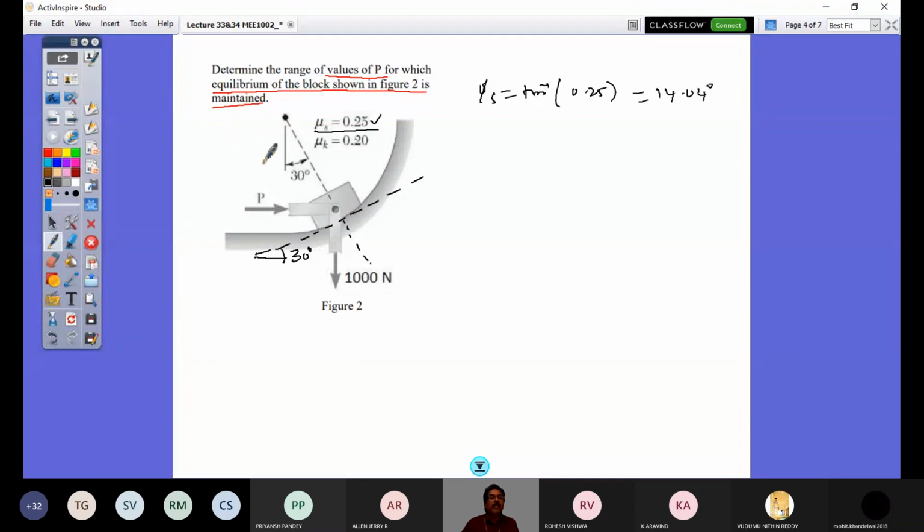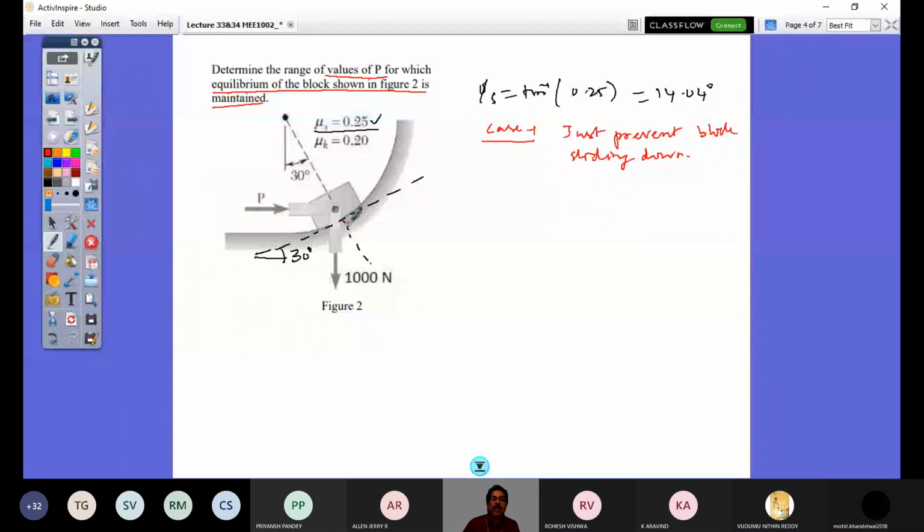If you consider this is our first case, and the free body diagram here is case 1, just prevent the block sliding down. What is the value of P required? So for that, I can just have my free body diagram in this. So what would be my free body diagram?